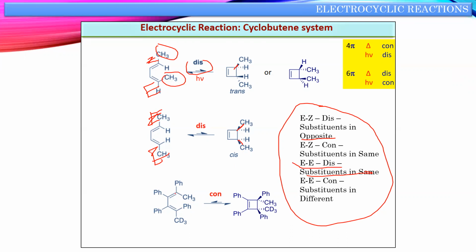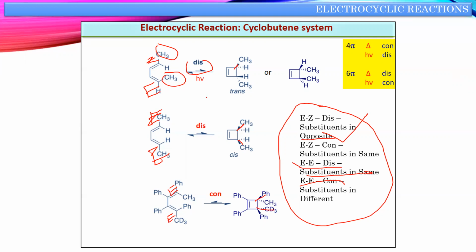In this case, here one is E. Here it is also E. E conrotation: the substituents are of different types, one near and one far. It is very, very important to remember this trick to assign the stereochemistry.